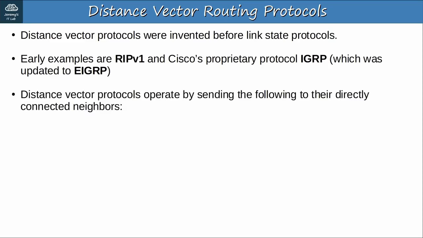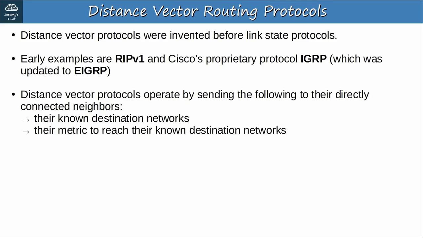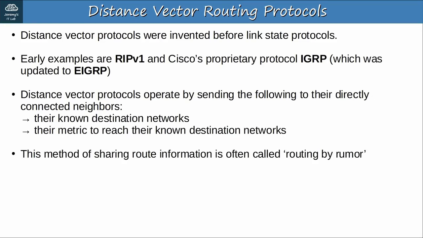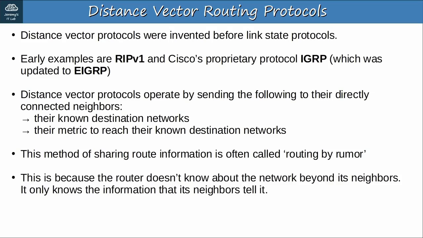Distance vector protocols operate by sending the following information to their directly connected neighbors: their known destination networks, and their metric to reach their known destination networks. This method of sharing route information is often called routing by rumor. Why the name? It's because the router doesn't know about the network beyond its neighbors. It only knows the information that its neighbors tell it. This is different than link state routing protocols, in which the router develops a more complete picture of the network.